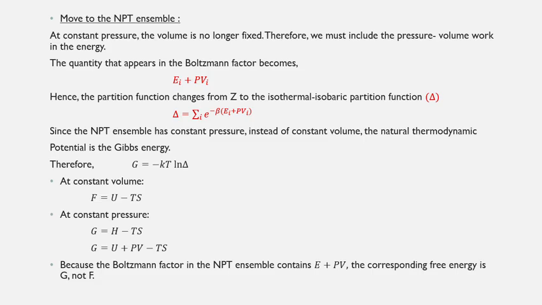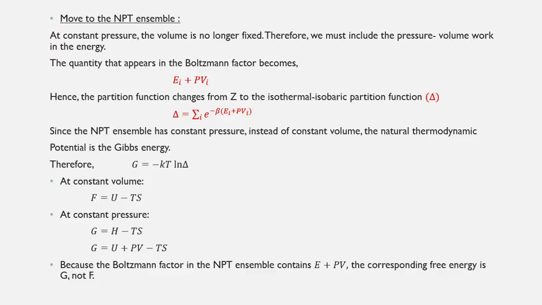Move to the NPT ensemble, that is, constant number of particles, constant pressure and constant temperature. At constant pressure, the volume is no longer fixed. Therefore, we must include the pressure-volume work in the energy. So the quantity that appears in the Boltzmann factor becomes Ei plus PVi. Hence, the partition function changes from Z to the isothermal isobaric partition function Δ. So Δ equal to Σi e raised to minus β into (Ei plus PVi).